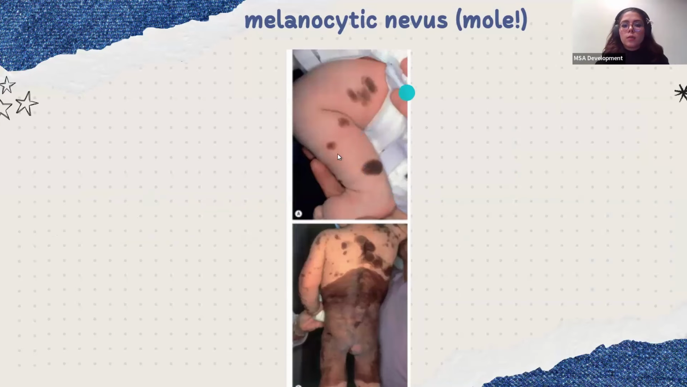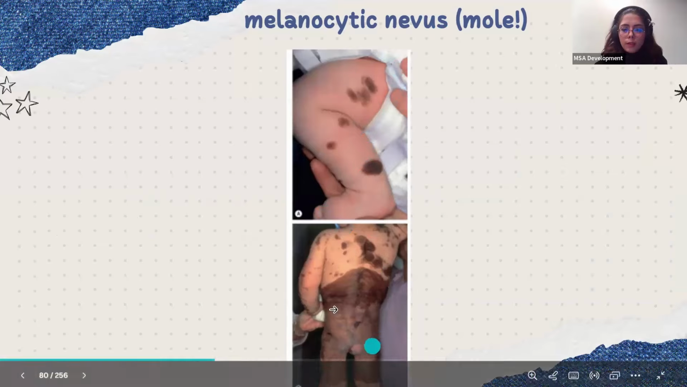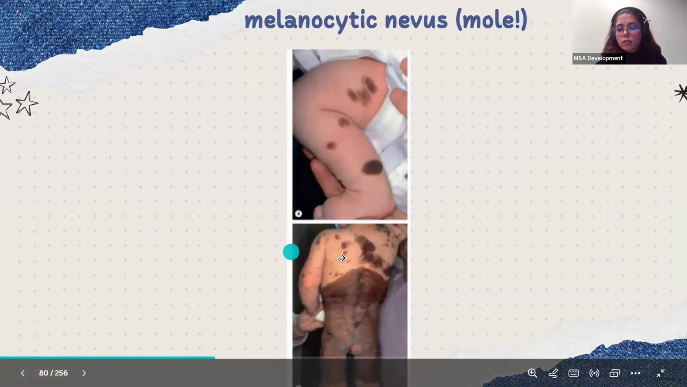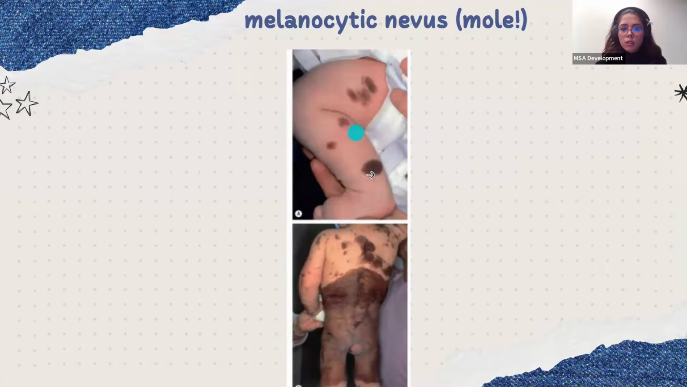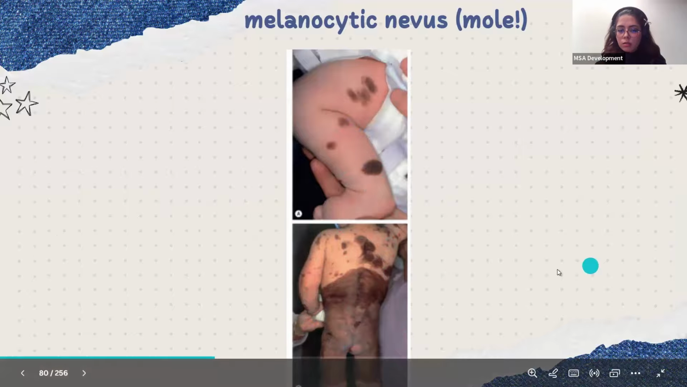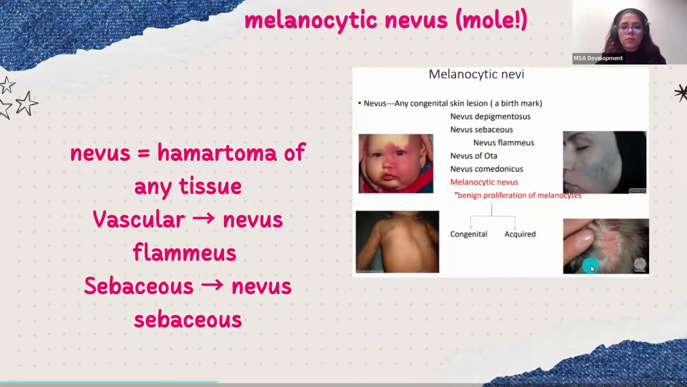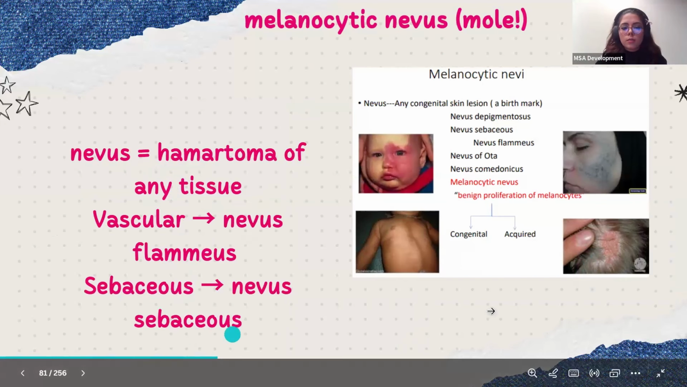These are more examples of melanocytic nevus. These are child-like congenital melanocytic nevus. They're big, thick, and hairy. Nevus is hamartoma of any tissue. Vascular, there's nevus flammeus, sebaceous, nevus sebaceous.